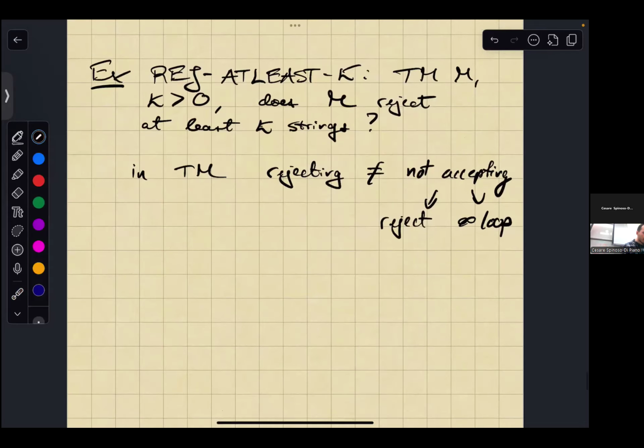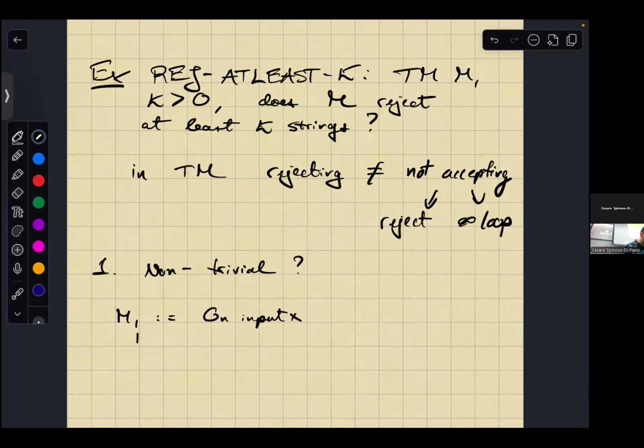So the first thing that we're going to check is: is it non-trivial? That's still going to be true, because for instance, I can probably just use exactly the same machines as before. So I'll just say, M1 is, on input X, accept. Same machines as before. And M2 is going to be, on input X, reject.